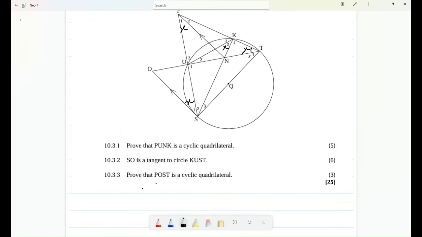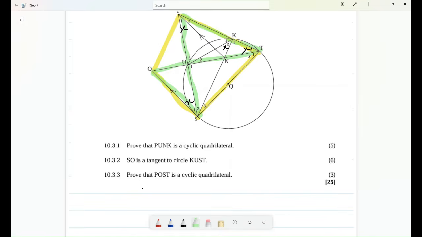Now the last one, prove that P, where is P? I cannot locate P. Here is P, O, S, T, S, S, T, something like this. Now we are told to prove that it is a cyclic quadrilateral. If I can see here, I can have this, this, this. I'm done.